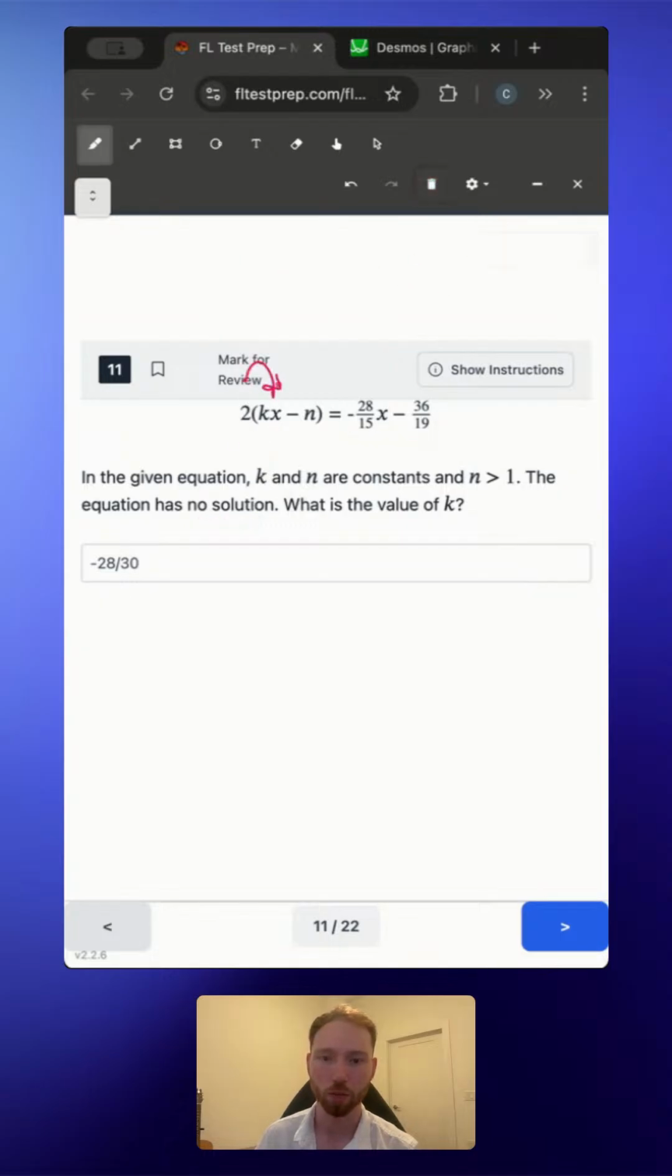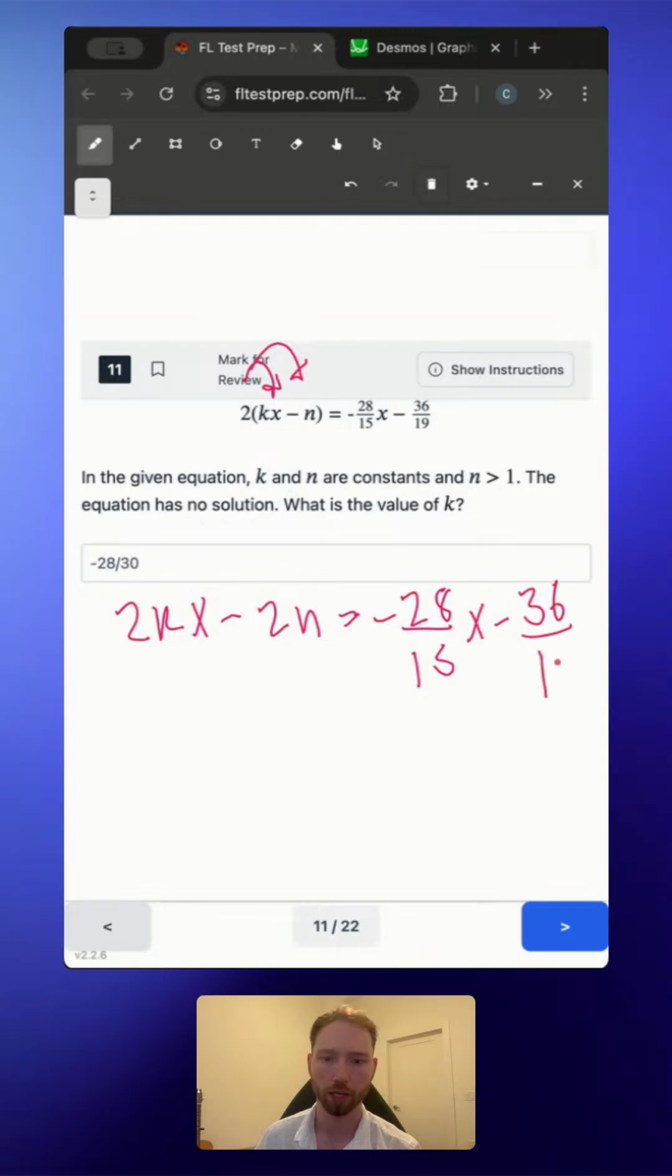I'm going to go ahead and distribute this 2 just to help simplify this problem. I know that 2kx minus 2n equals negative 28 over 15 x minus 36 over 19. And so I know that the slopes are going to be the same, so I can ignore this back part, and I know that 2kx is going to be the same as negative 28 over 15x. So what I can do is set them equal to each other to solve for k. 2k equals negative 28 over 15.